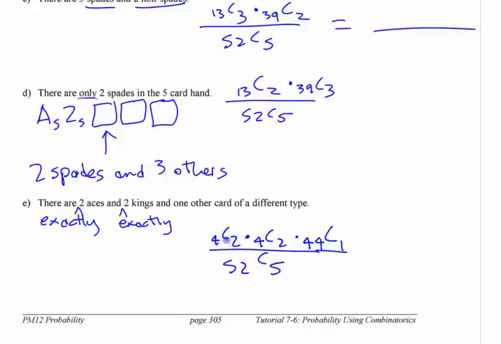Well, because you don't want it to be any of the kings. You don't want it to be any of the aces. You want it to be any of the other cards. There's four aces, 4 kings. You take those out, you got 44 cards left.